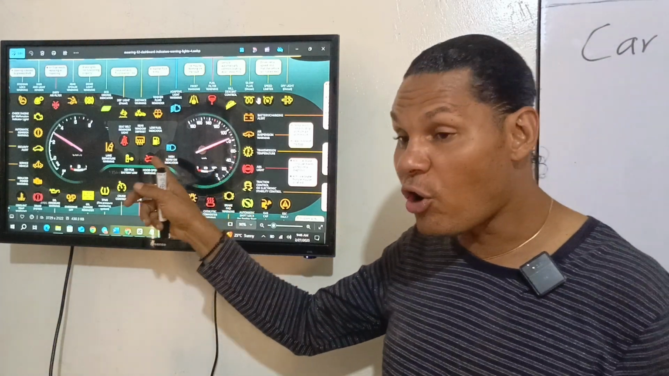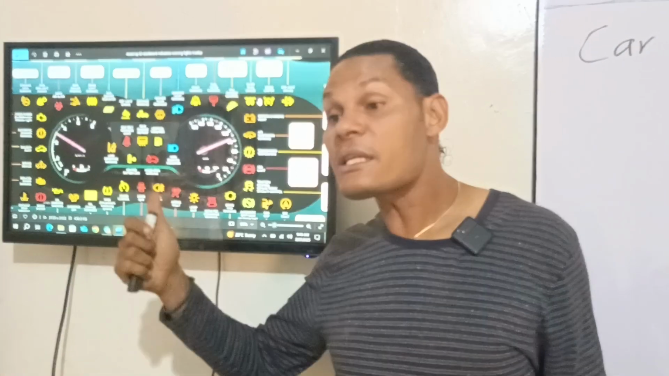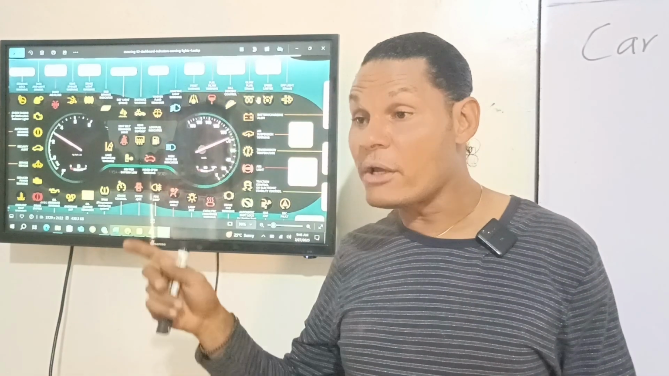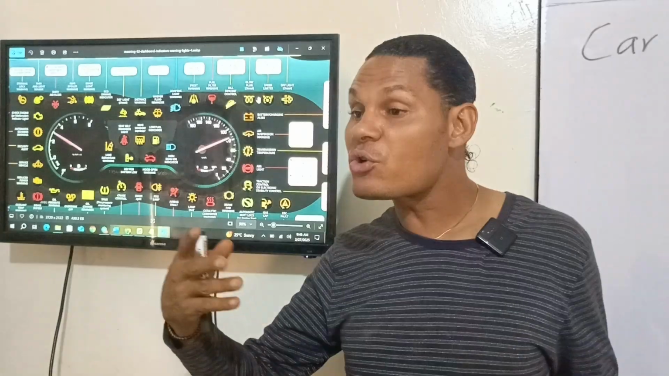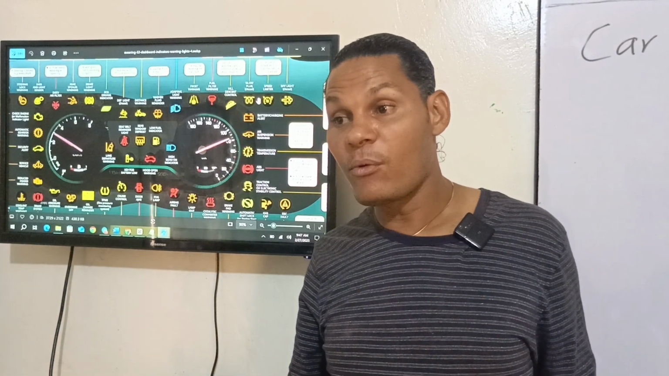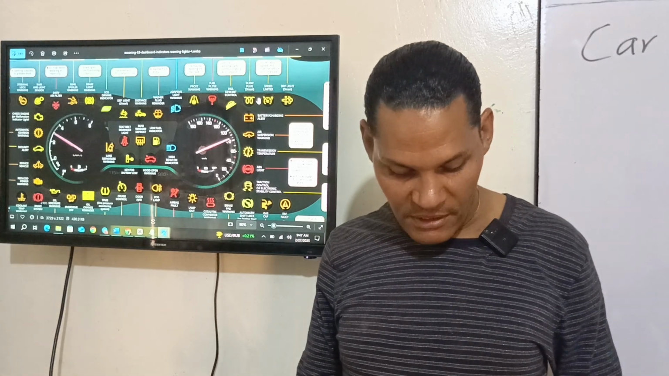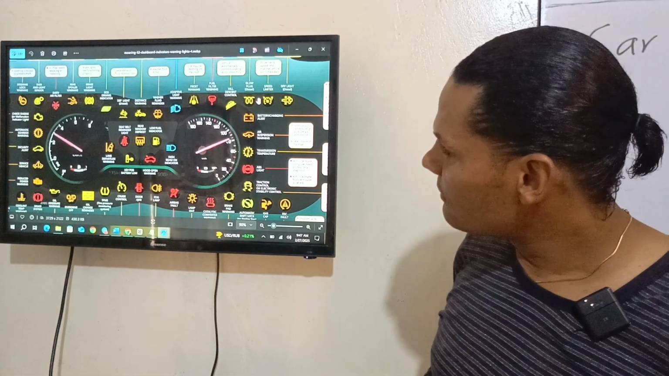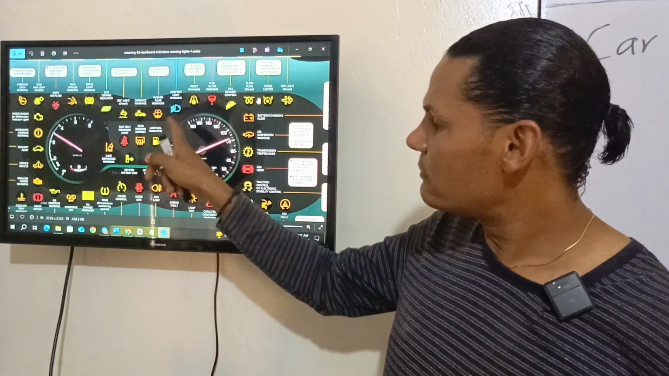So if you see it on while driving in the day, it means what? If you are not the one that turned it on, turn it off. It's not a dangerous light. It's just a reminder to tell you that it's on, for you to know that it's working. Good. The next one is what? Dipped headlights. We have it here.